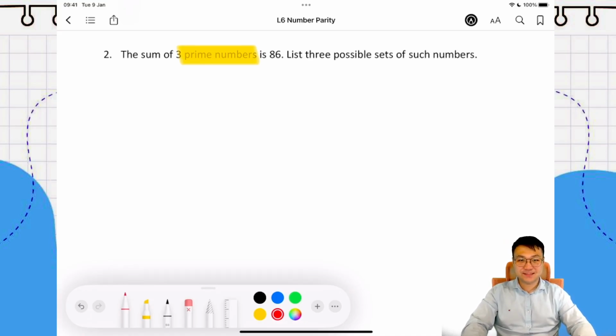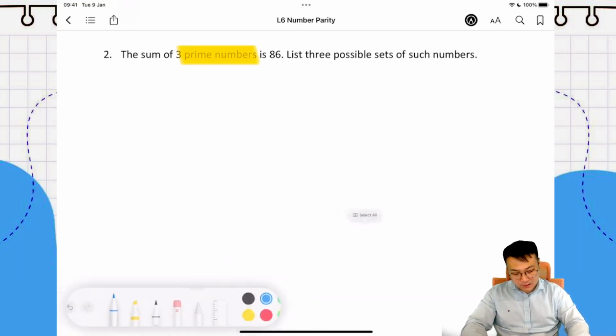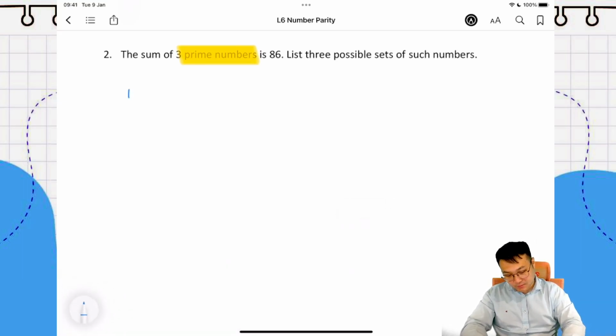What is a prime number? Can only be divisible by 1 and itself. Thank you, Justin. A number that can only be divisible by number 1 and itself. So, let's make a list of prime numbers.